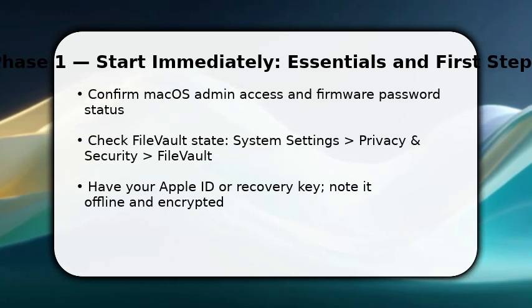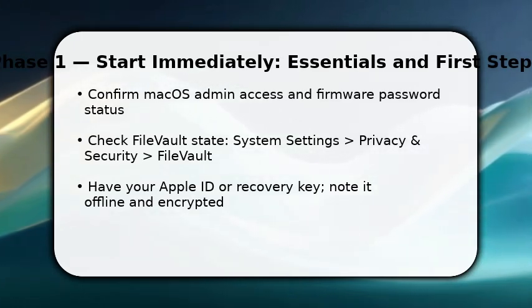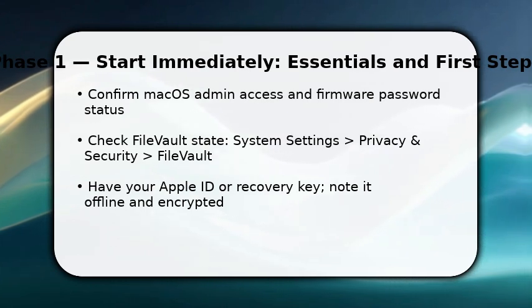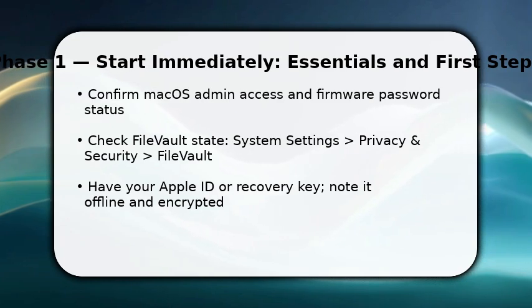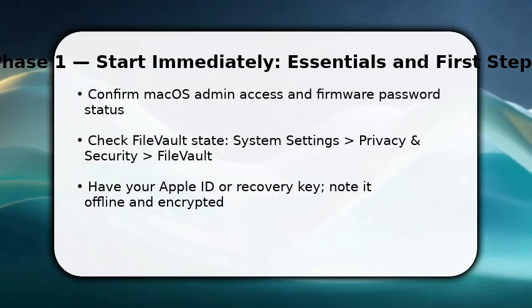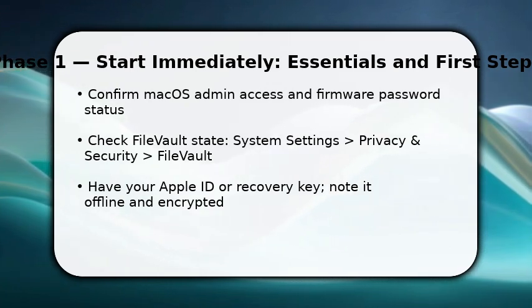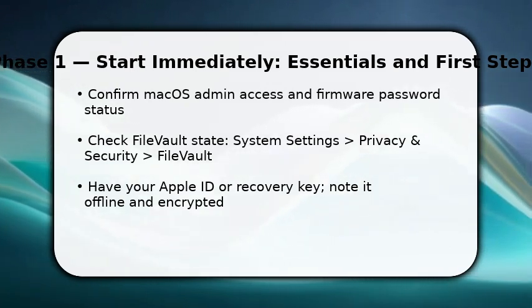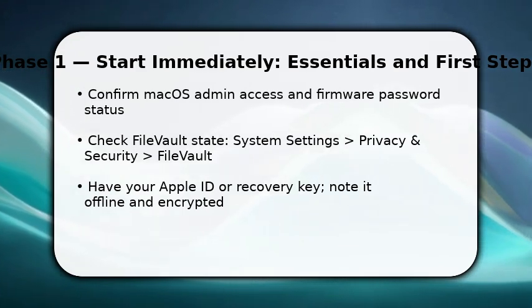You begin by ensuring admin access and checking whether FileVault is already enabled. This is critical because the unlocking flow depends on it. Once done, open System Settings, go to Privacy and Security, and inspect FileVault state to see if disks are encrypted. Make sure you have either your Apple ID credentials or the 24-character recovery key available. You'll need it to decrypt.